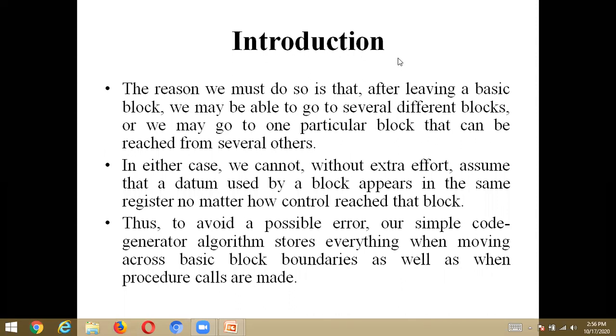This is the problem here. After leaving a basic block, we may be able to go to several different blocks, or we may go to one particular block that can be reached from several others. That's the reason.